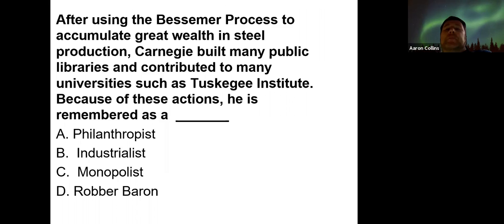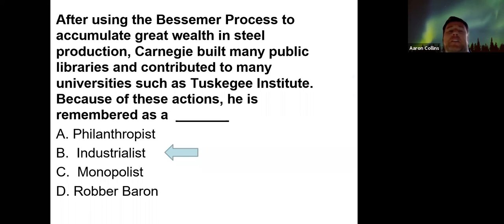After using the Bessemer process to accumulate great wealth in steel production, Carnegie built many public libraries and contributed to many universities such as Tuskegee Institute. Because of these actions, he is remembered as a, the answer is philanthropist, but no, this is wrong. I'm sorry. Never mind. Forget this. Moving right along.